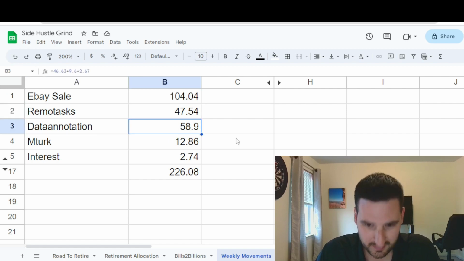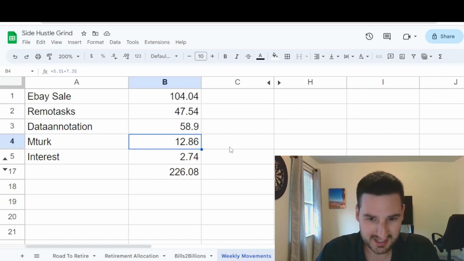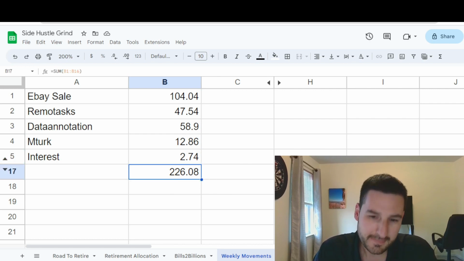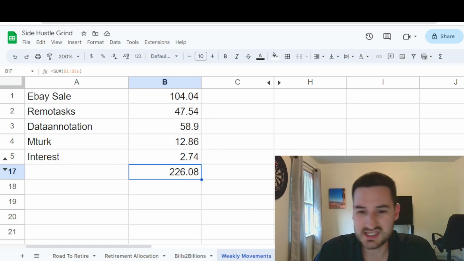Data Annotation, $58.90, a very solid week there. Mechanical Turk is getting, you know, little nickels and dimes here and there. Totals up to $12.86, and we earned interest from one of the high-yield savings accounts for $2.74. $226 this week from side hustles.